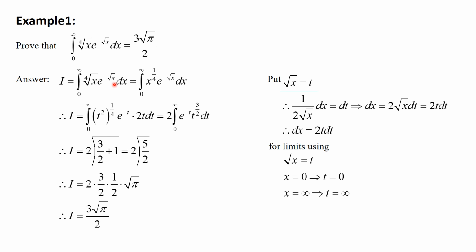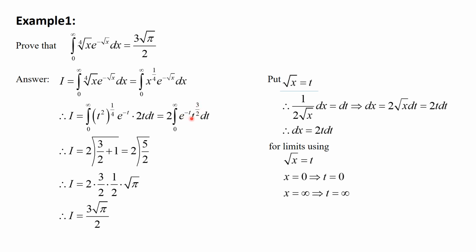X is x, fourth root of x can be written as x raised to 1 by 4, and x is equal to t square. So as root x is equal to t, x is equal to t square. So t square raised to 1 by 4, e raised to minus t, substituting the value for dx is equal to 2t dt, turns to the form treating constant outside and writing the expression e raised to minus t raised to 1 by 2 into t raised to 1. So t raised to 1 by 2 plus 1, that is t raised to 3 by 2.